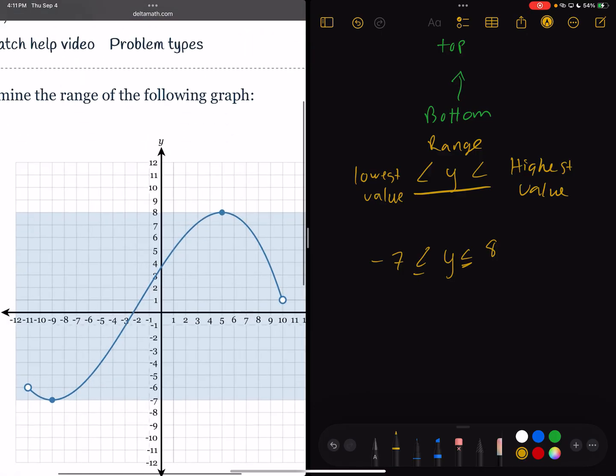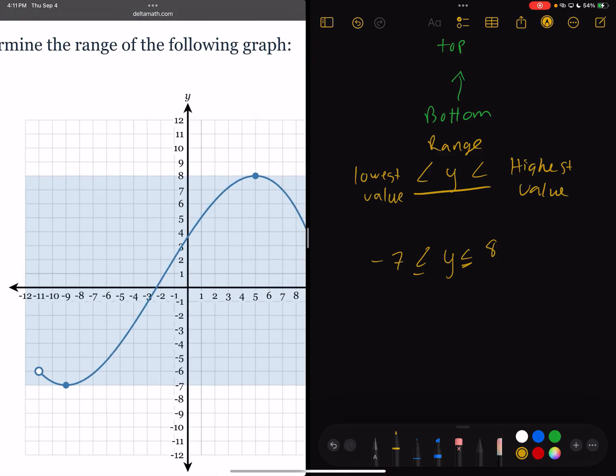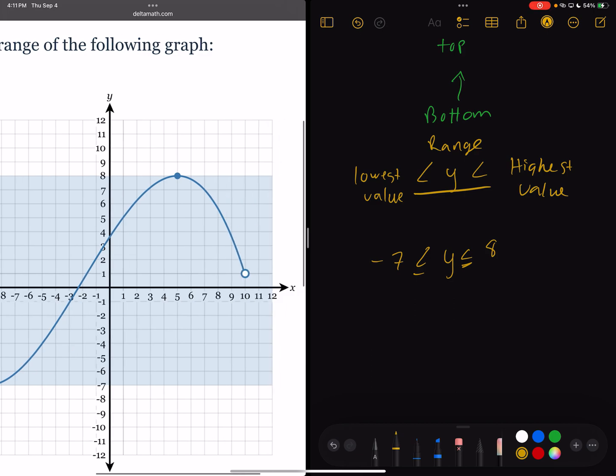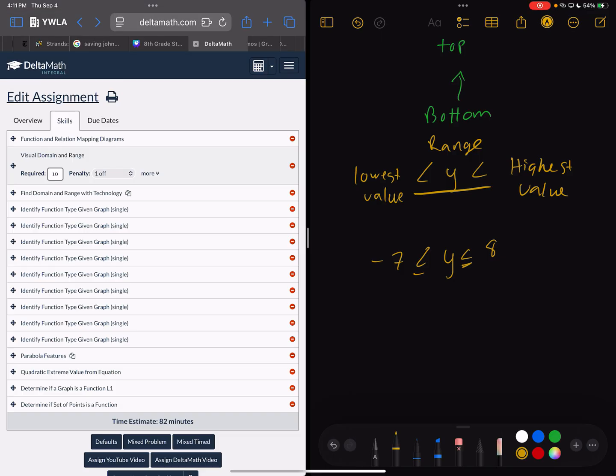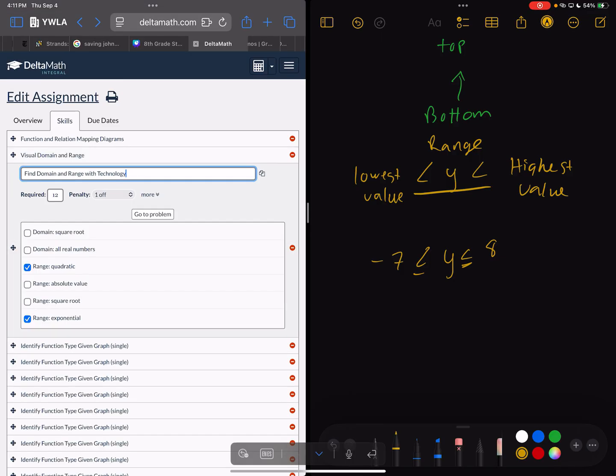See, notice how when it gives us the example, it's using these bottom points here at -7 in the range and then 8 in the range. Those are the lowest and the highest respectively. Okay? All right, that is domain and range.